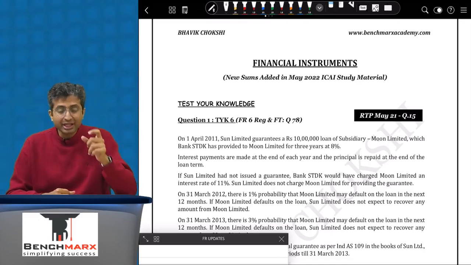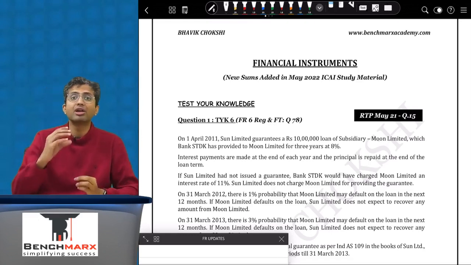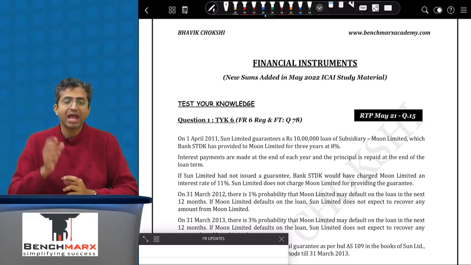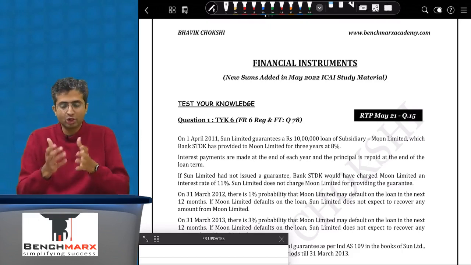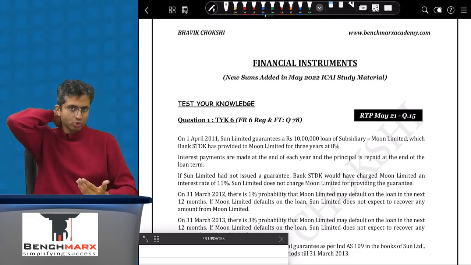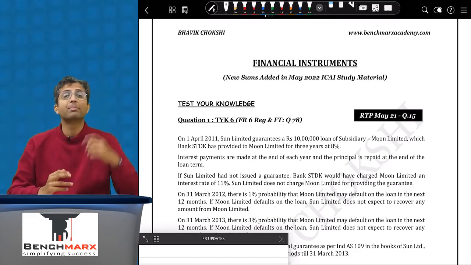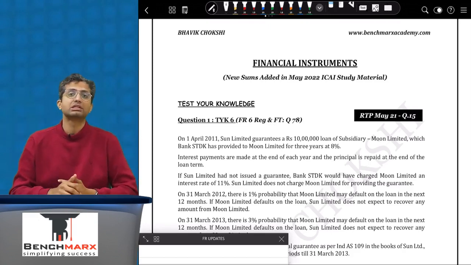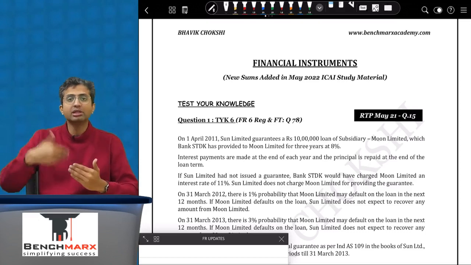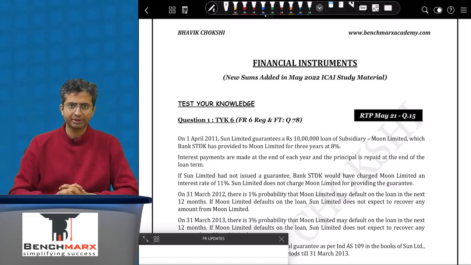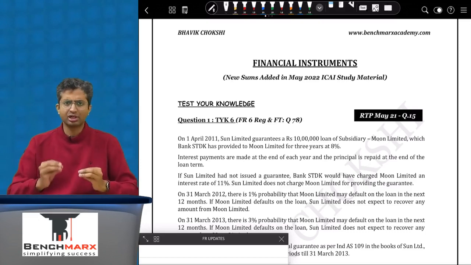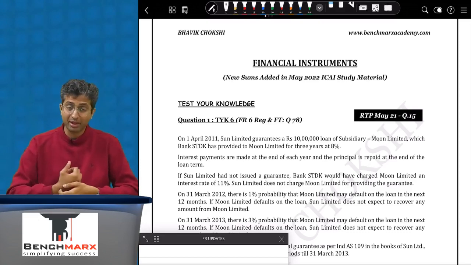And as a result, the interest savings that are generated are due to the guarantee given, and hence the fair value of the guarantee, or the guarantee commission that would be charged, would be based on the present value of the interest savings that are generated in the future on account of the guarantee. So this is how you will value the guarantee at initial recognition as well as at every subsequent balance sheet.